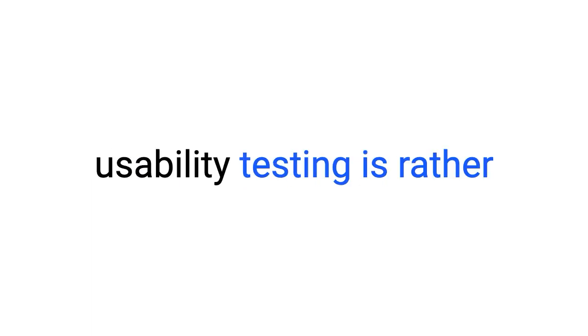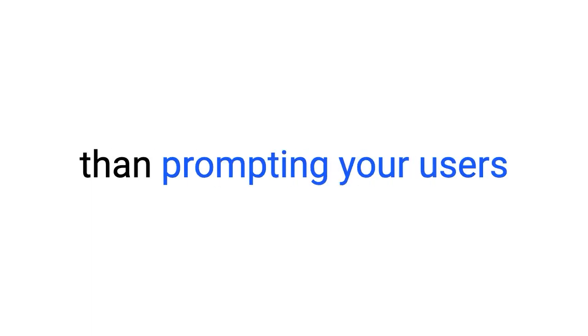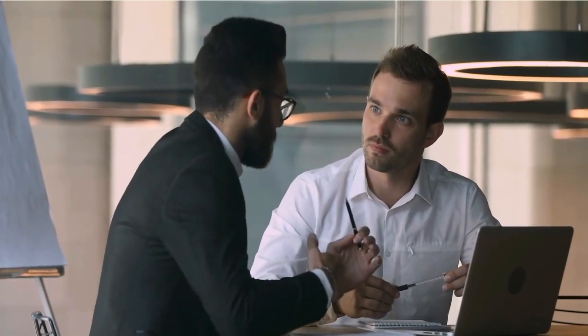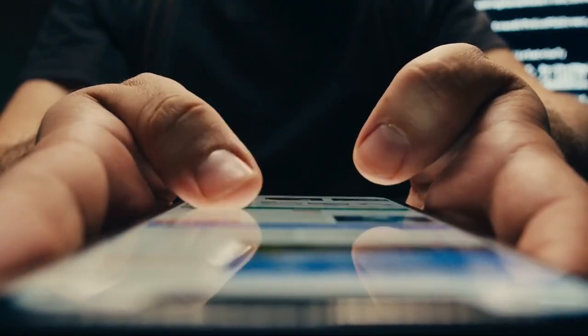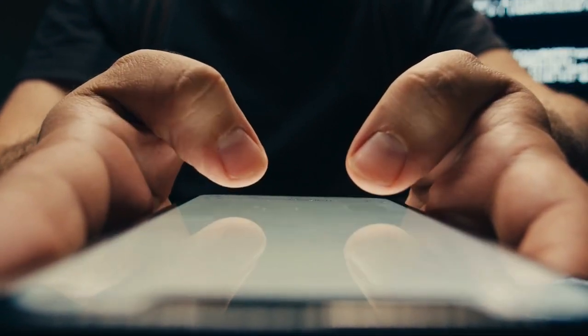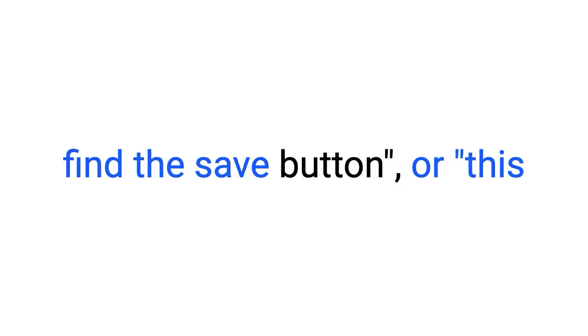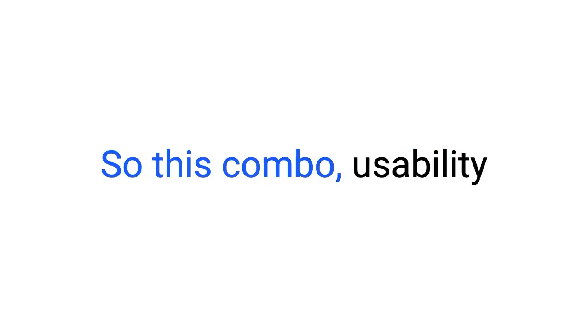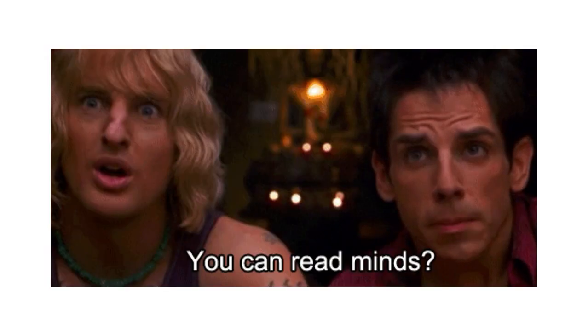Another way to conduct usability testing is, rather than prompting your users with questions, simply ask them to naturally think aloud and verbalize their thoughts as they interact with your product. So say, for example, when someone is using an app or a website, they may talk out loud about what they're thinking, such as, I'm trying to find the save button, or this page is really crowded. So this combo, usability testing plus the think aloud protocol, would really give you a clearer picture of what's going on in your users' minds.